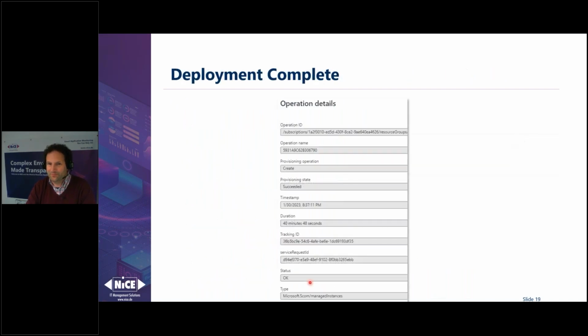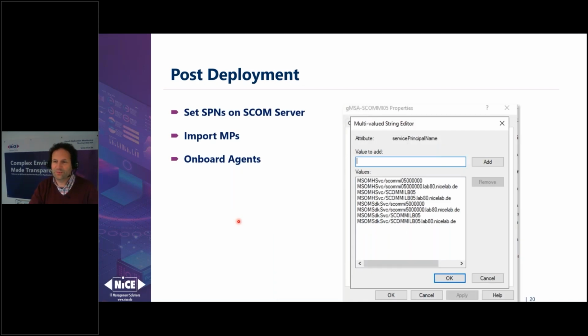All right. If it works finally, we're here. The deployment is complete, and here we actually see now everything got created. It took 40 minutes to deploy that, and with that, there are some post deployment steps which are key. Basically you need to set the SPNs. It never worked in my case that they are correctly set.